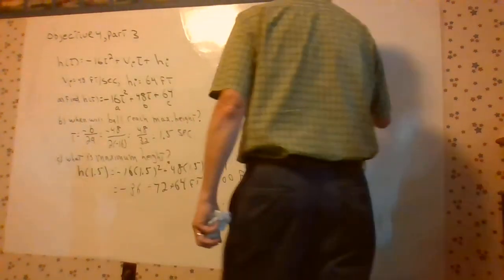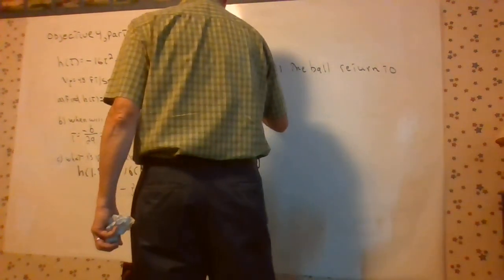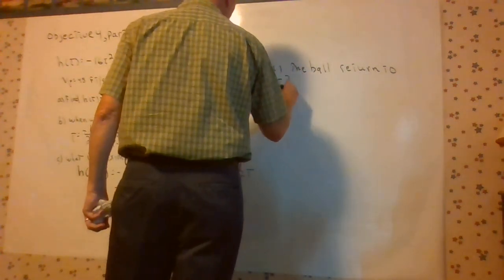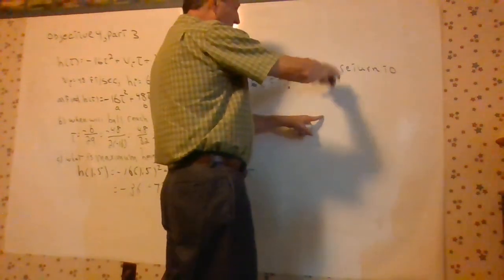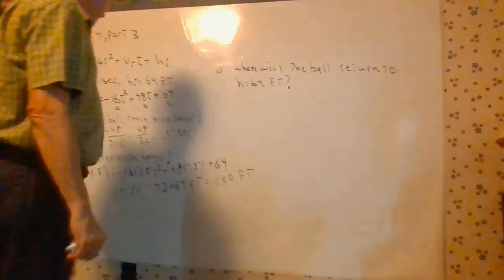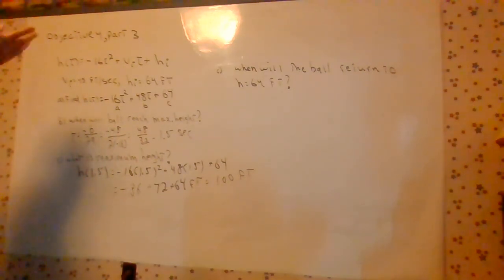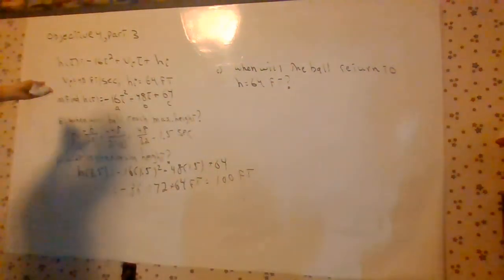When will the ball return to h equals 64 feet? So I erased my picture, but we're standing on the building. It's going to go up and come back down. You can use a little bit of common sense here. In 3 seconds: 1.5 seconds to go up, and 1.5 seconds to go down, 3 seconds. Well, in any event, it's a lot more fun to actually do the math.